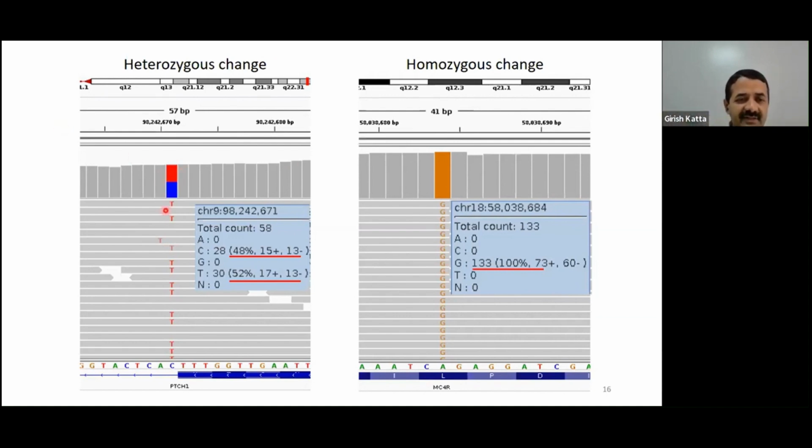And on the left side you can see heterozygous variation where you see two different alleles, one normal and one abnormal, and here you see homozygous change. This is how it looks in integrated genomic viewer software.